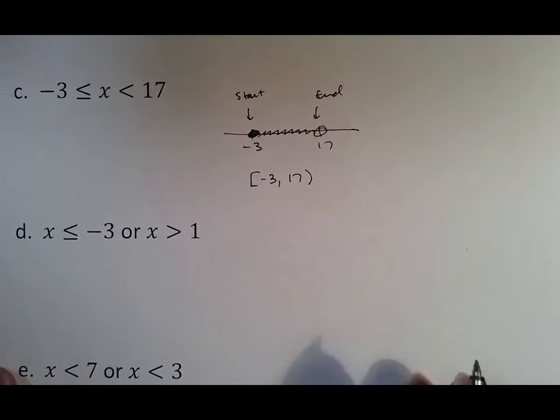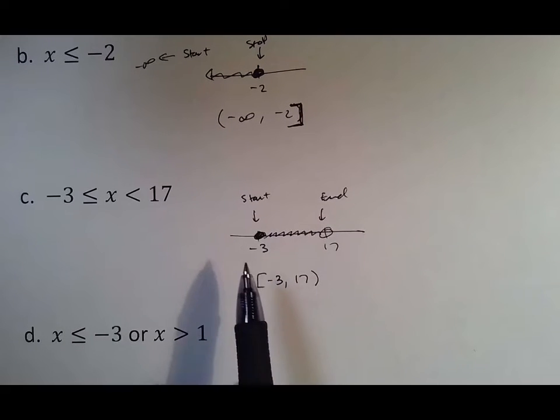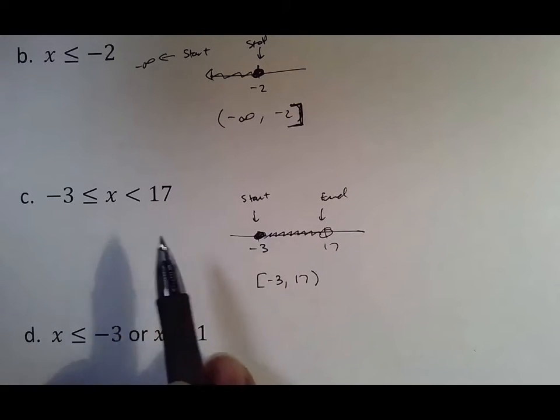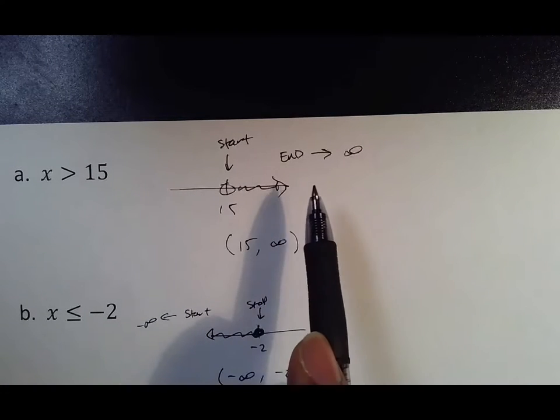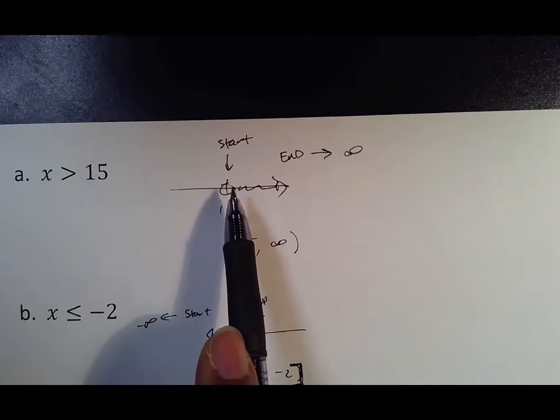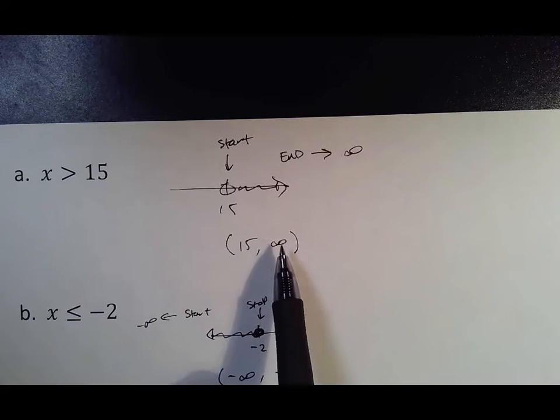But again, they're not so bad, just because once you recognize what you're doing, you're simply asking yourself on this graph, where am I starting? Where am I ending? So again, on here, we started at 15, we kept going, and you can visibly see that your graph starts at 15 and goes on forever. That's what this should say. It starts at 15, goes on forever.